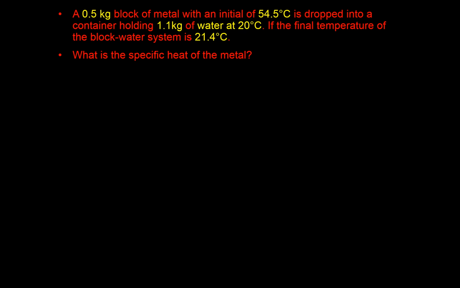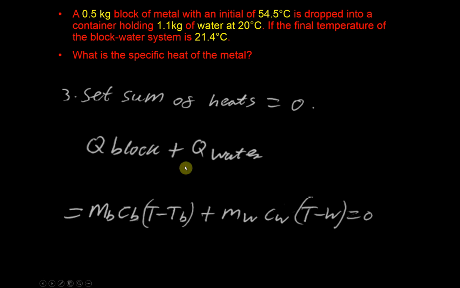So, by conservation of energy, we can set the sum of all these heats to 0. We said the values were negative for the block, positive for the water. So Q block plus Q water should equal 0. And this is just substituting in the expressions we stated in the previous slides: mass of the block, specific heat of the block, delta T block, plus mass of the water, specific heat of water, delta T for the water. This should really say TW.